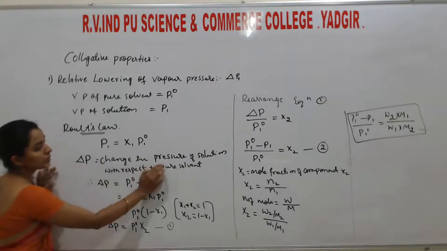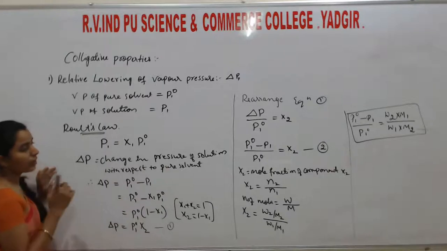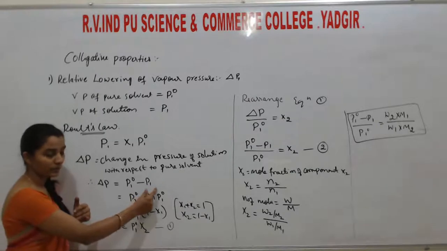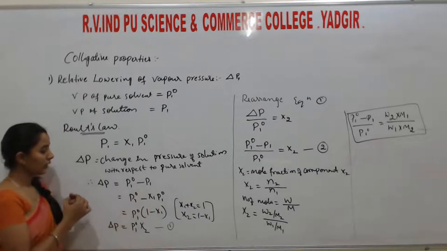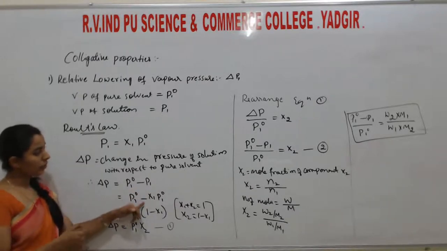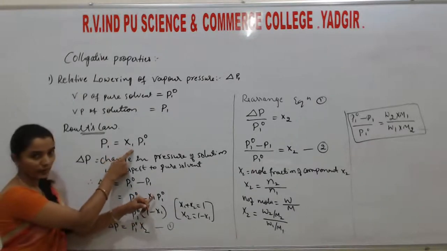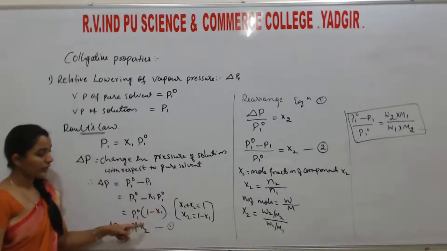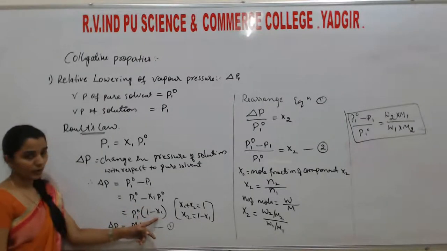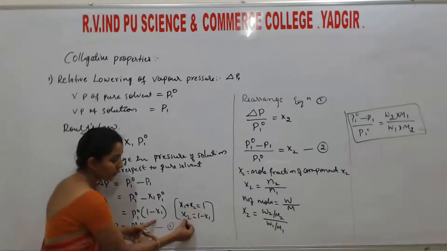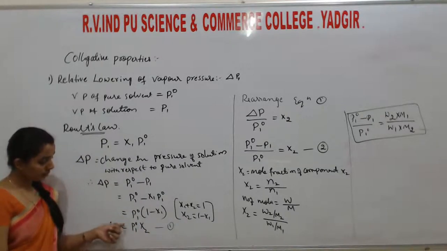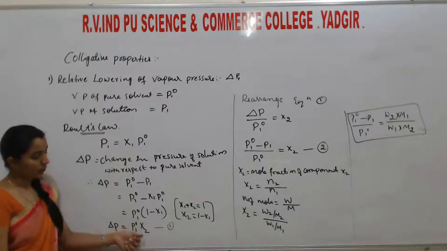Delta P is the change in the pressure of the solution with respect to pure solvent. Here, pure solvent is greater in vapor pressure, so we have to subtract the value of P1. Delta P is equal to P1 naught minus P1, that is P1 naught minus X1 P1 naught. If we take P1 naught common, we will get 1 minus X1, and 1 minus X1 is nothing but X2, the mole fraction of component 2. So delta P is equal to P1 naught X2.